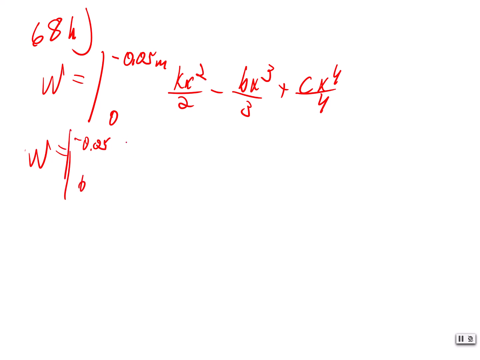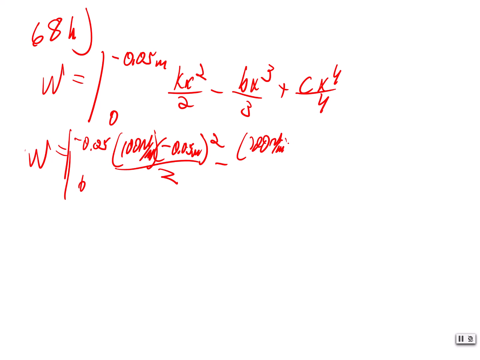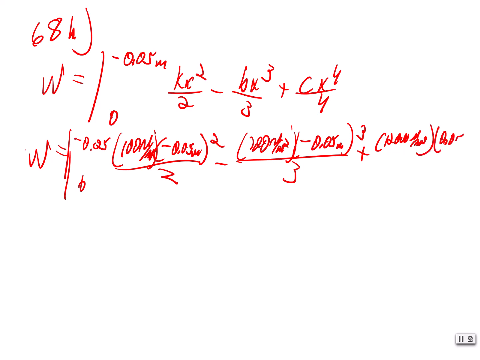Integrating from negative 0.05 to 0. All right, so K was 100 newtons per meter times a negative 0.05 meters squared over 2 minus, and this was 700, I think. So 700 newtons per meter squared times a negative 0.05 meters cubed over 3. And this is plus 12,000 newtons per meter cubed times negative 0.05 to the 4th, and then over 4. Okay, don't forget your negative on that now, all right?